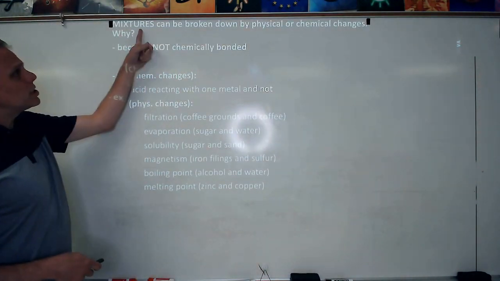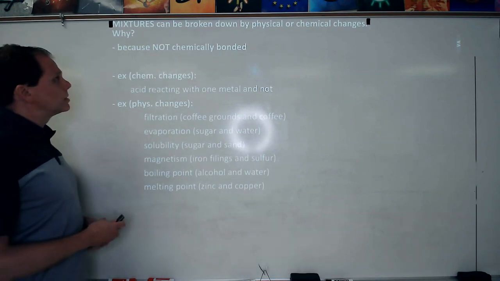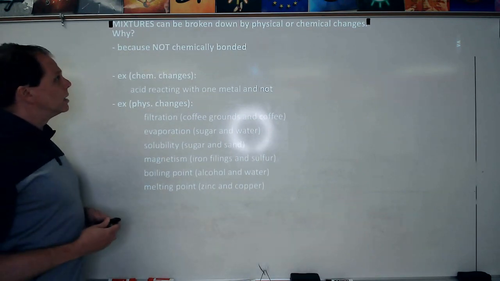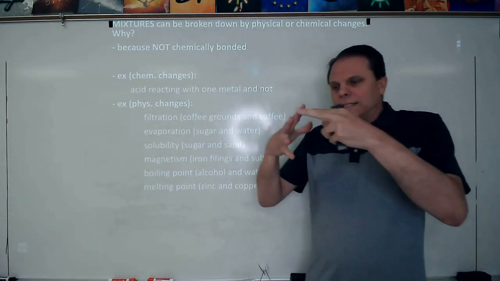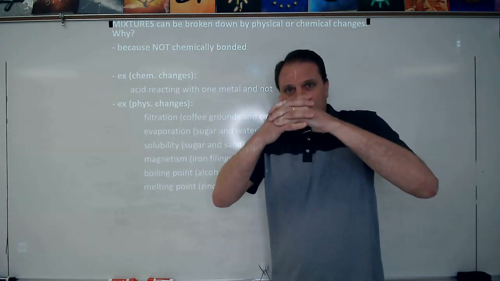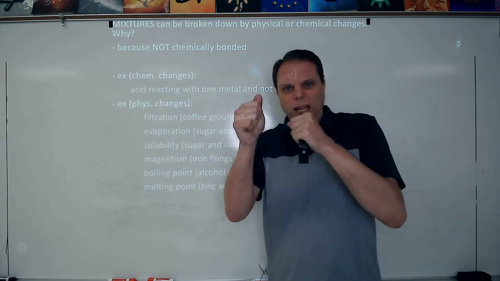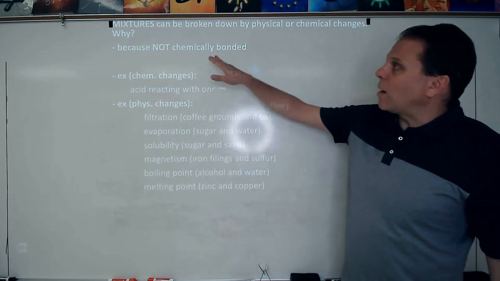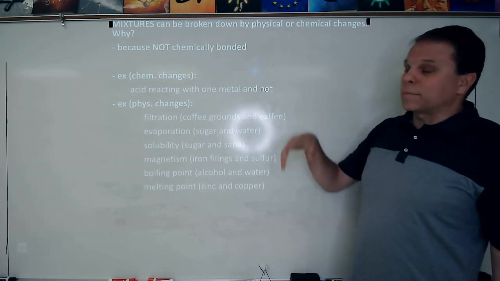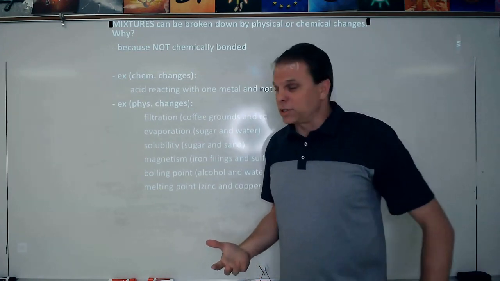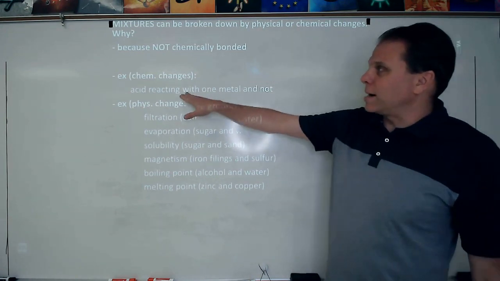Okay, so mixtures can be broken down by physical or chemical changes. Why? Well, because they're not chemically bonded. Mixtures are not attached with bonds. They're just next to each other. They're free to move around each other. And so I can take a physical method and break up a mixture. There's also some chemical methods that I could use to break up mixtures too. We'll talk about one of those right now.